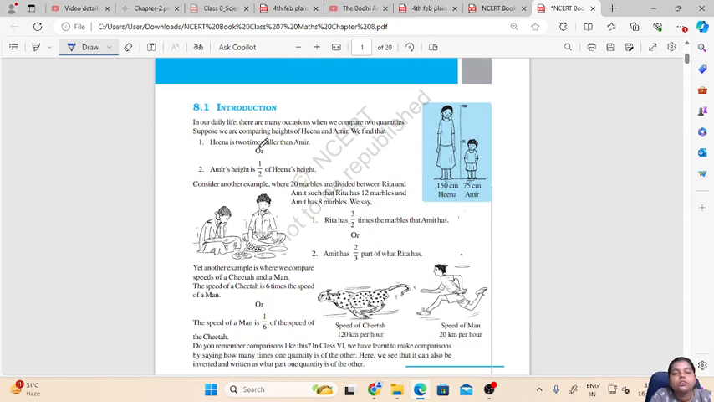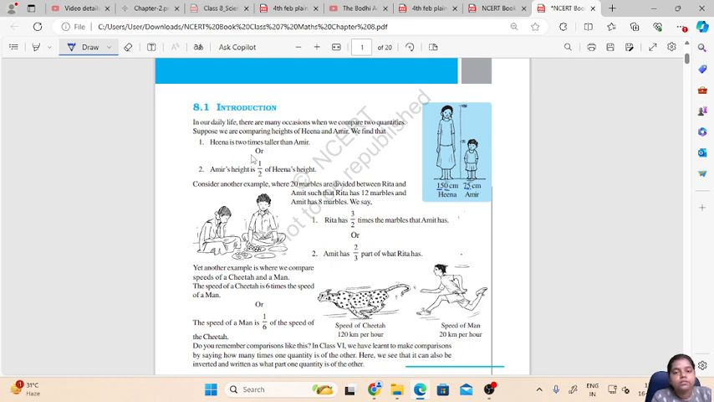Comparing quantities means that in normal daily life, we compare things with each other, like for example height, body weight, the amount of food that we have, or exam marks. Here there are examples which are given that we need to understand. The first example is of height. Hina's height and Amir's height are given. Amir's height is 75 centimeter and Hina's is 150 centimeter.